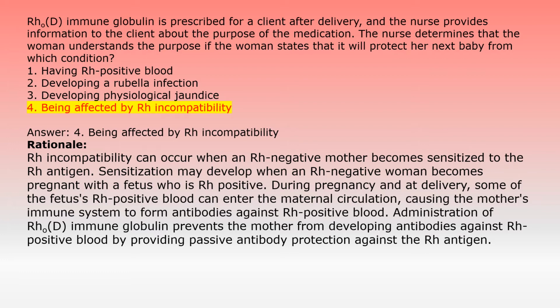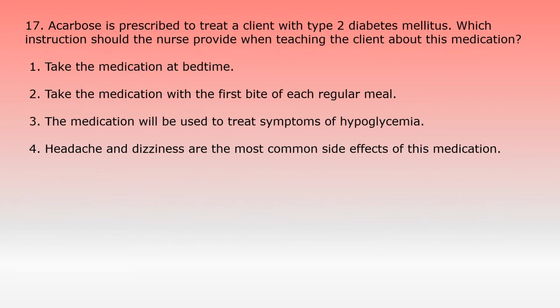During pregnancy and at delivery, some of the fetus's Rh-positive blood can enter the maternal circulation, causing the mother's immune system to form antibodies against Rh-positive blood. Administration of Rho-D immune globulin prevents the mother from developing antibodies against Rh-positive blood by providing passive antibody protection against the Rh antigen.